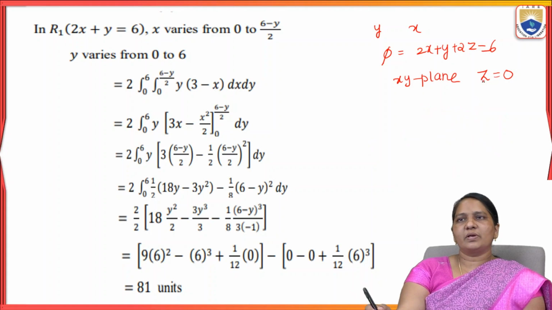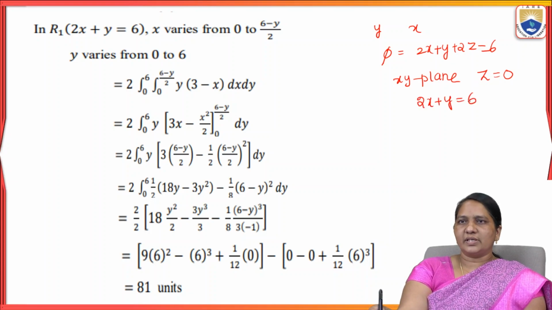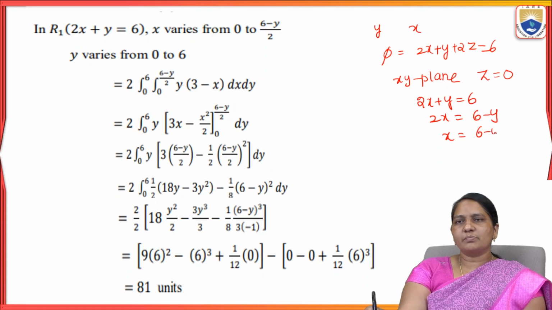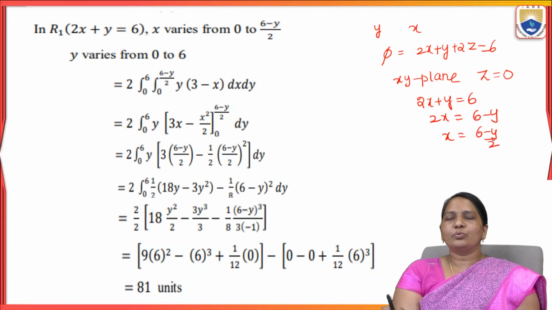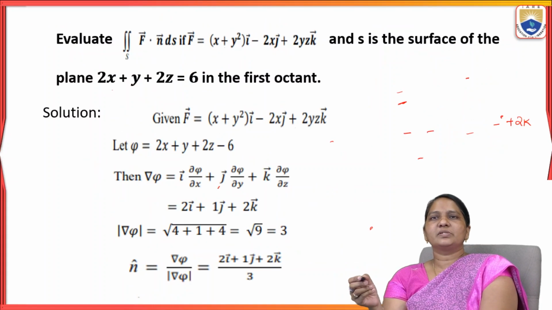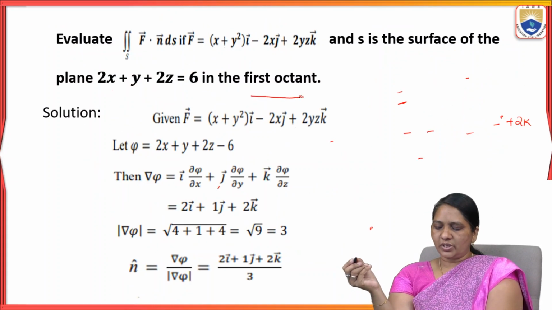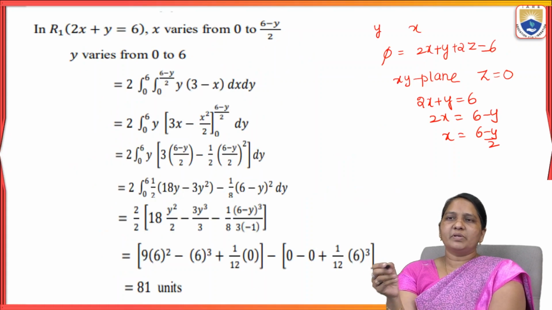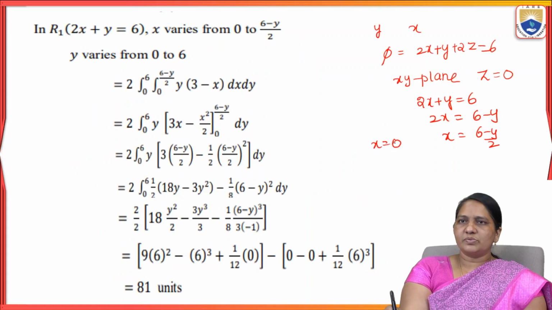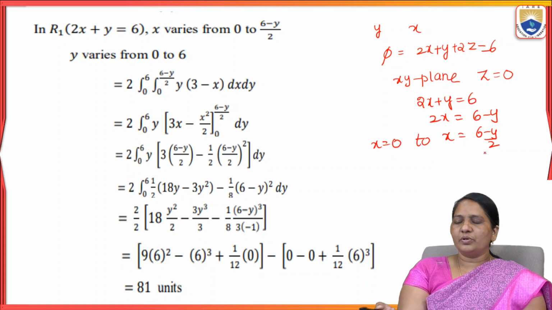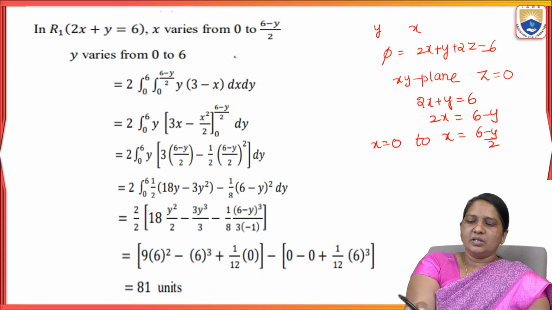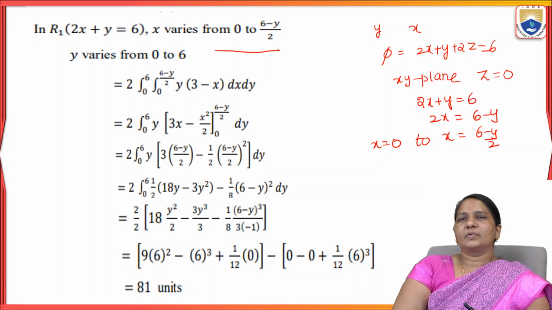So here on the xy plane, z is 0, which means 2x plus y equals 6. I am writing here 2x equals 6 minus y, so x equals (6 minus y) by 2. As I already told you, the problem says this is in the first octant. First octant means all values are positive, so x also starts from 0. So x goes from 0 to (6 minus y) by 2. This is all they have taken here.